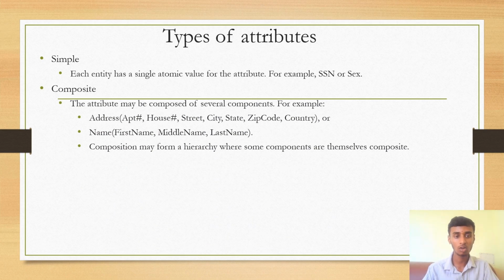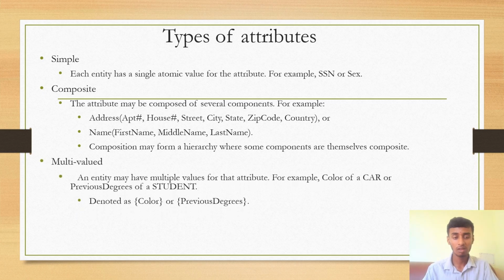And we'll come to the composite attributes. The attribute may be composite, with several components. For example, address. If you take an address, it has a house number, apartment number, street, city, state, pin code, and then the country, etc. If you come to the name also, first name, middle name, last name, etc. We'll come to the next type, that is multi-valued.